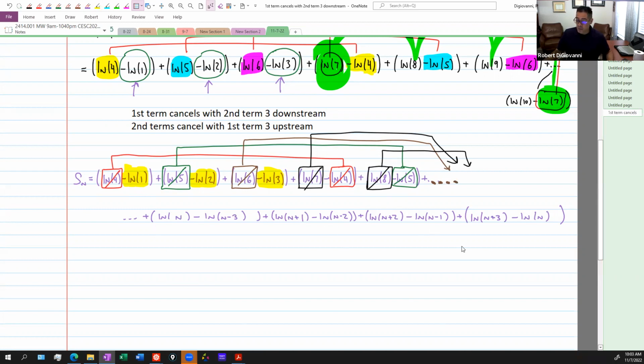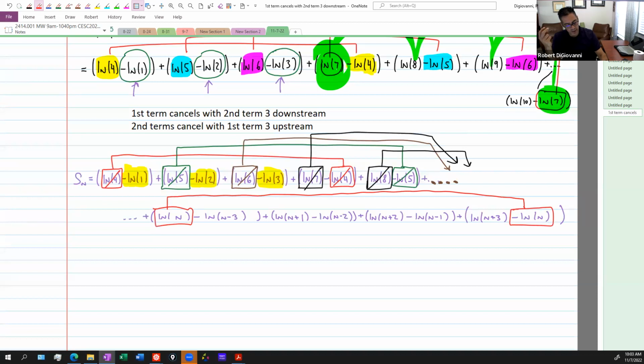Now let's go look at the bottom row, and I'm going to start from the right side. How about this negative natural log of n? That's a second term, right? For it to cancel, I need to look for a first term 3 upstream. And it's up here, isn't it? It's right there. Those 2 go away.